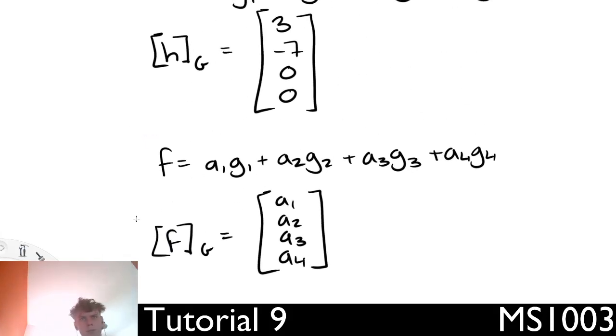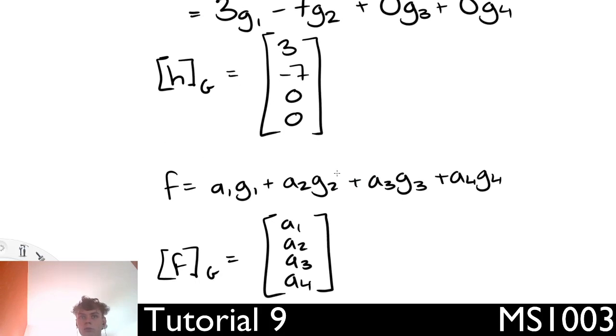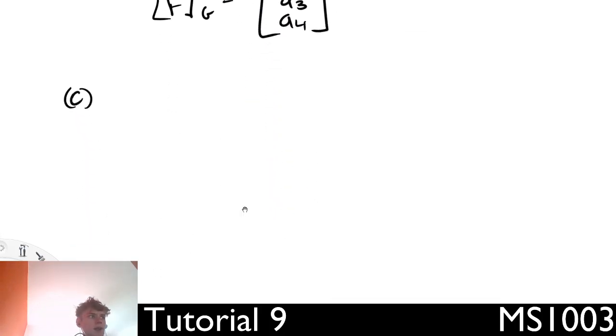If you want me to explain a little bit more about what's going on here, I guess it is confusing. We're going from functions into somehow vectors. But it's all to do with the basis. It's all to do with the fact that the basis G gives us g1, g2, g3, and g4, which we can then use to create basis vectors. And so we can write these functions as vectors.